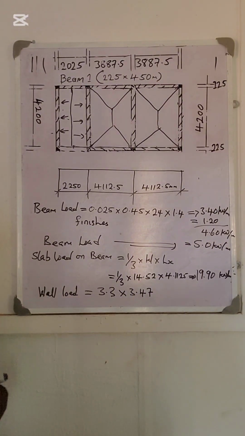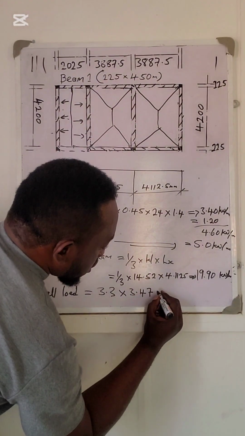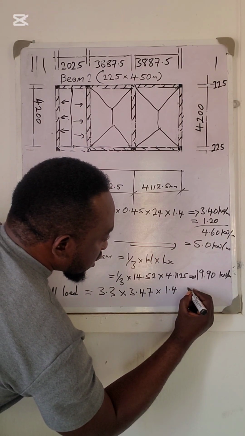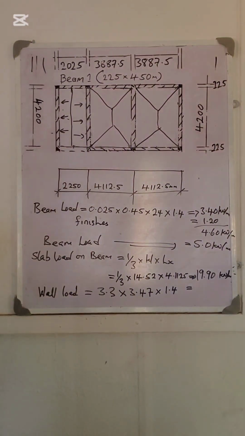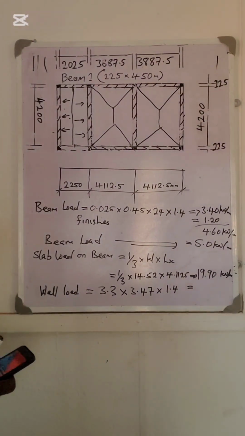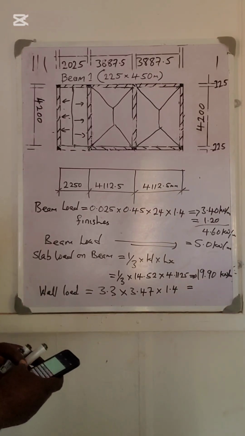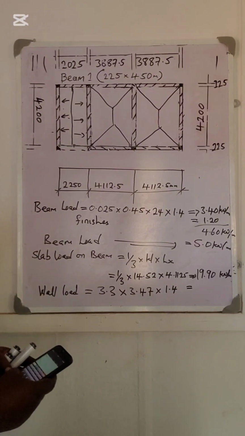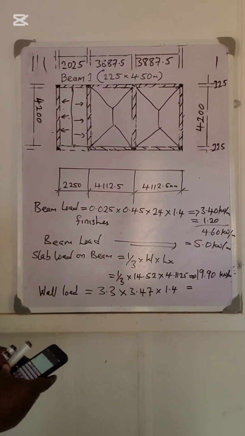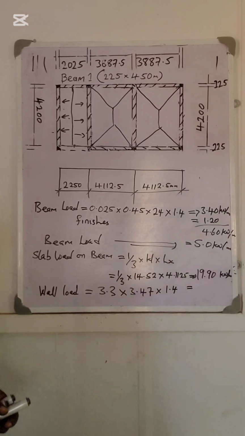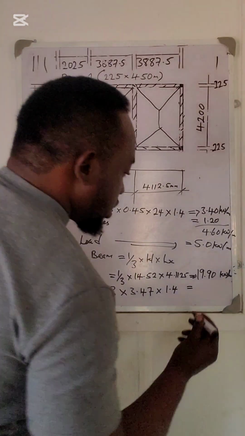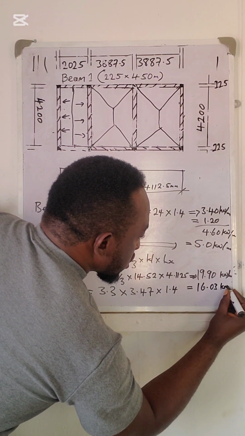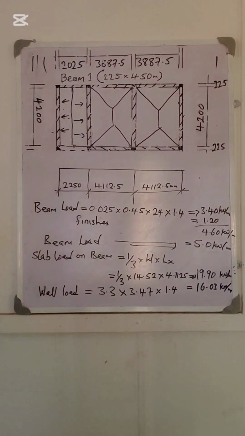This is 3.47 now. So we now multiply by the dead load factor, 1.4. When we compute this, we are going to have 3.3 multiplied by 3.47 multiplied by 1.4. This will give me approximately 16. Let's say 16.03 kilonewton per meter.